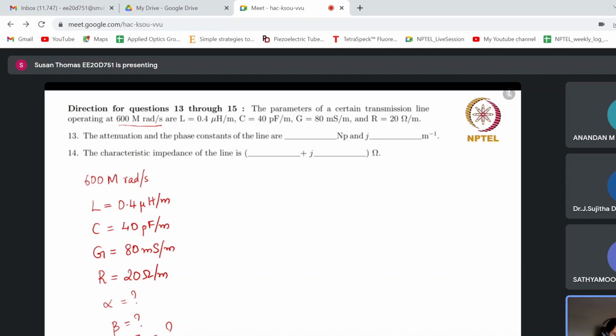Here this is not a lossless transmission line. R and G are present. So Z naught is the square root of R plus j omega L divided by G plus j omega C.